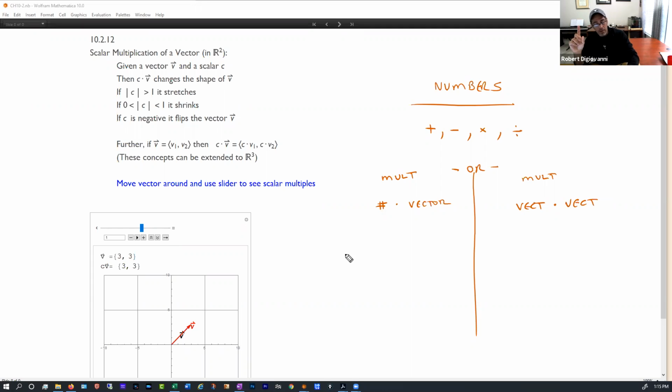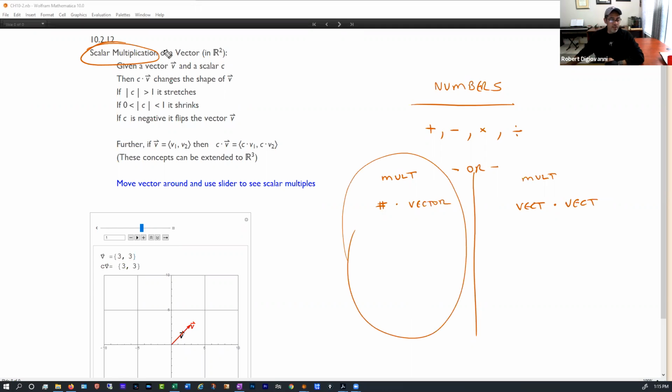We are going to talk right now about the case where you have a vector and you multiply it times a number. That is called scalar multiplication of a vector. So scalar multiplication means we're going to be given a vector, v, and a number, a scalar, c. So c is just some real number. And what we want to do is multiply them together, take the number and multiply it times the vector.